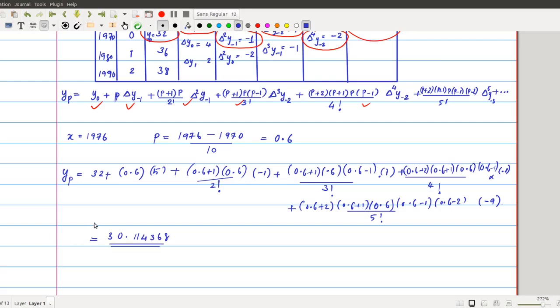So we write the sales in the year 1976 is 30.114368 lakhs. Suppose all the sales are given in lakhs, so this is the answer for the exam. Okay, so this is the illustration of Gauss backward interpolation formula.